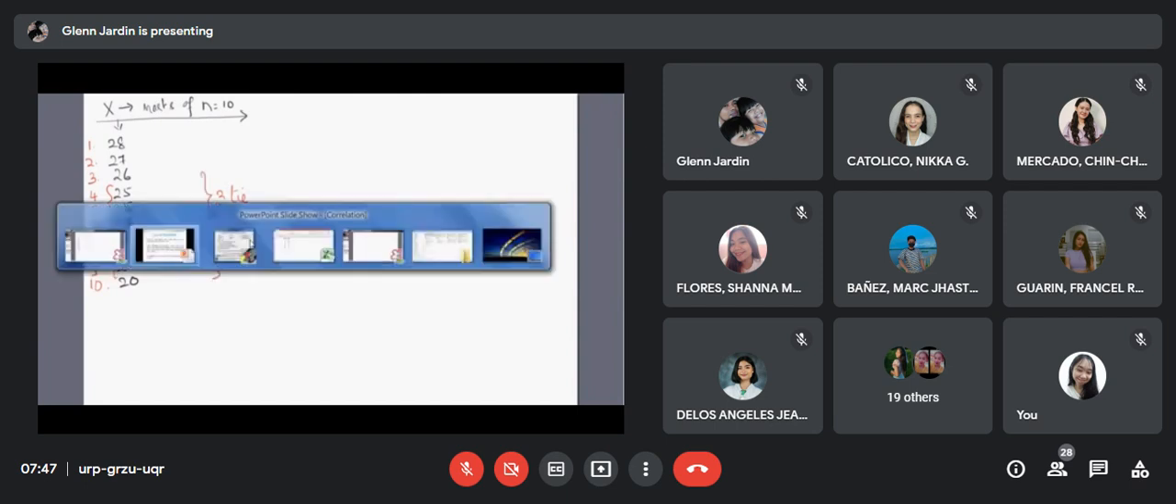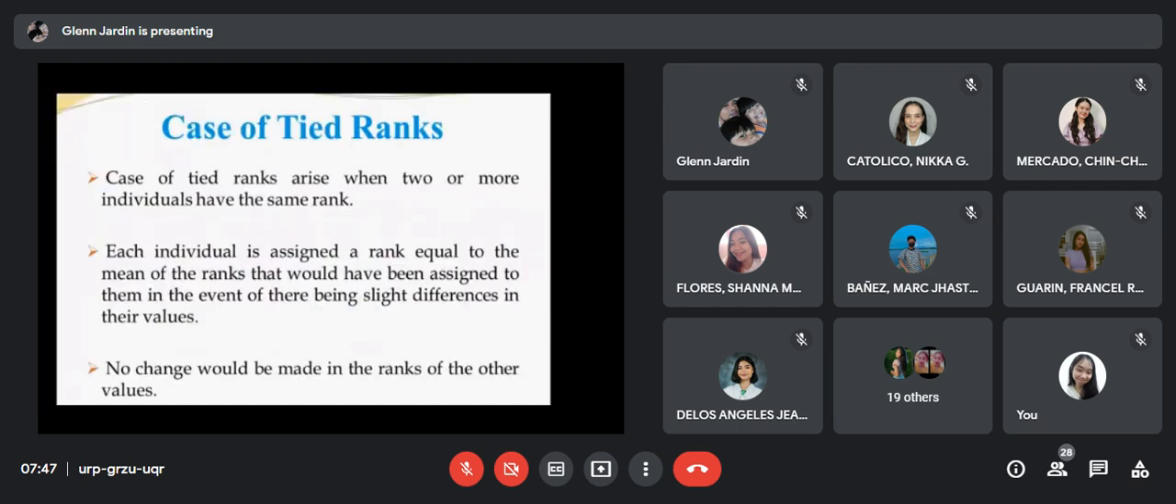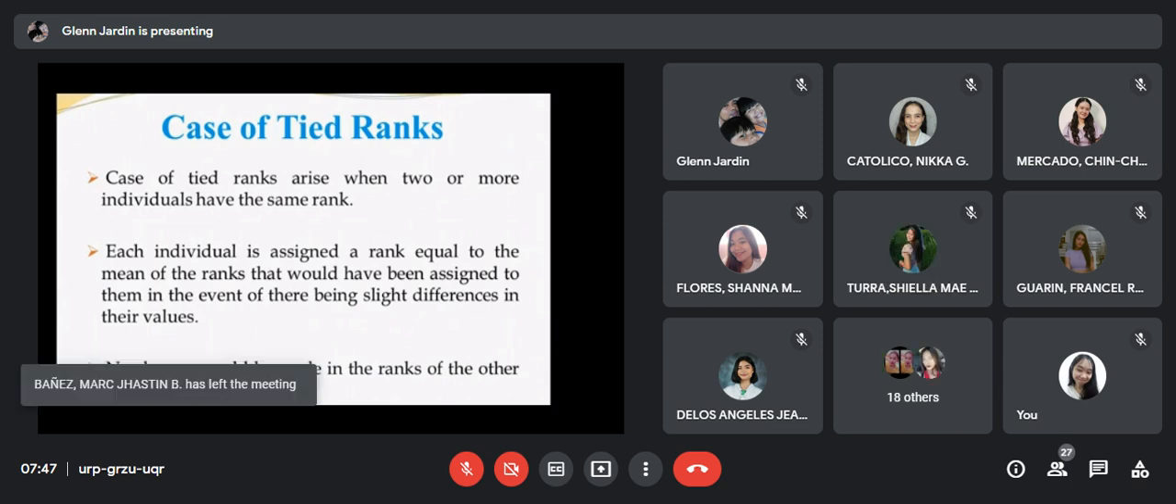Okay, now let's see how to resolve the tie. So each individual is assigned a rank equal to the mean of the ranks that would have been assigned to them in the event of there being slight differences in their values. So in case when there is a tie, what we do is we take the mean of the ranks which actually would have been assigned to them had their marks not been equal. Okay, for the rest of the values, no change would be made in the ranks.